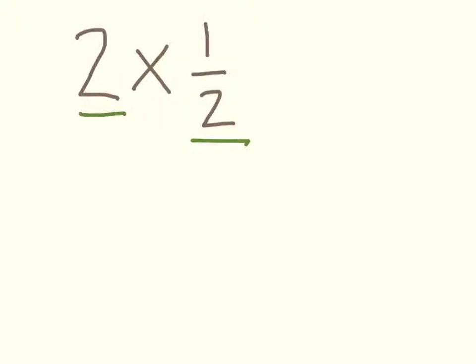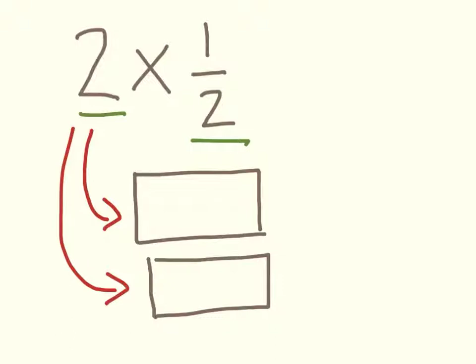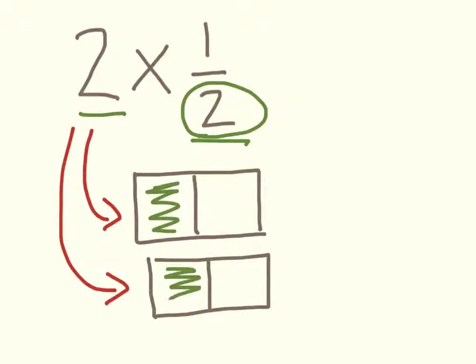So let's go ahead and draw a model or a picture of this. We're going to have 2 rectangular cakes. Here are my 2 cakes. We've got 1 cake, 2 cakes. We're going to split each in half because our fraction tells us to split it in half, 2 parts, and then we are going to shade 1/2 of each cake that we've eaten.